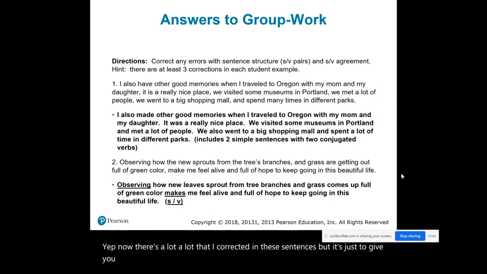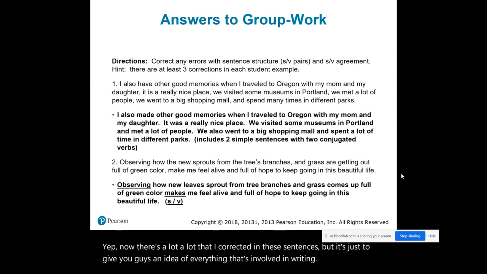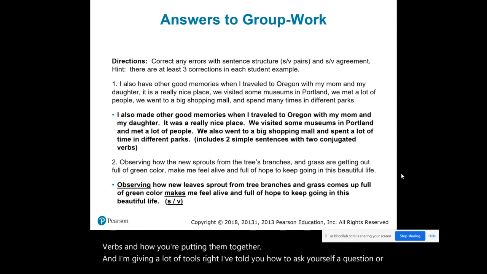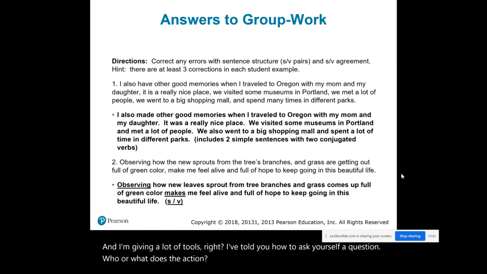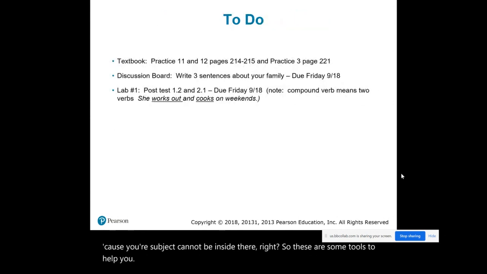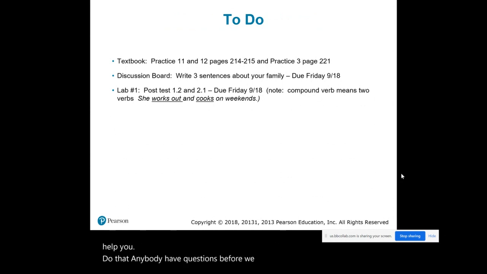Now there's a lot that I corrected in these sentences, but it's just to give you guys an idea of everything that's involved in writing. And so again, the goal for you is to practice looking at your own subjects and verbs and how you're putting them together. And I'm giving you a lot of tools, right? I've told you how to ask yourself a question: who or what does the action? And look at prepositional phrases because your subject cannot be inside there, right? So these are some tools to help you do that. Anybody have questions before we go? Or comments?